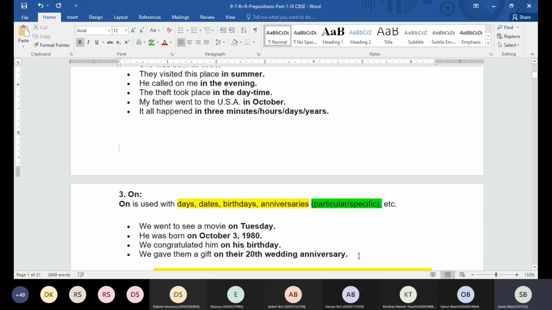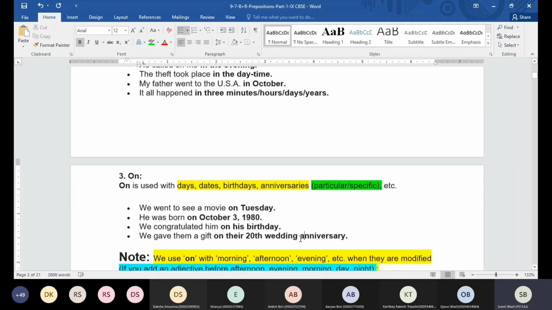So in all these cases, one thing is there, and that is a specific or particular day. Like Tuesday is given, so we are referring to a particular day, and October 3rd, 1980 is again a particular day. But if you just have October here, can we use on October? Will you say on October or in October? In October. Okay, that is correct. But if I say on his birthday, there will be one particular day, so again we are going to use the word on.